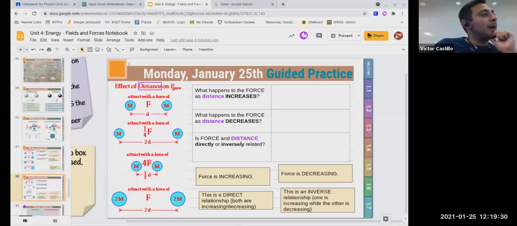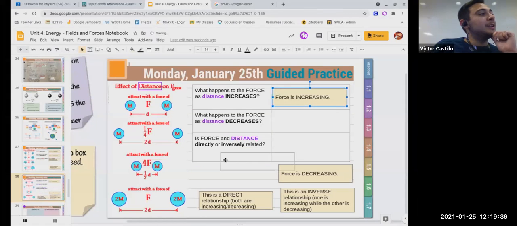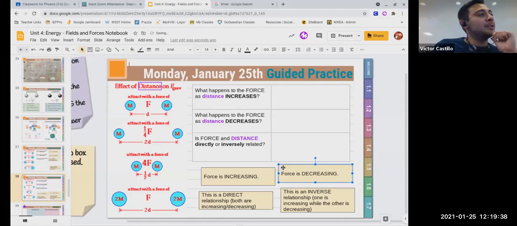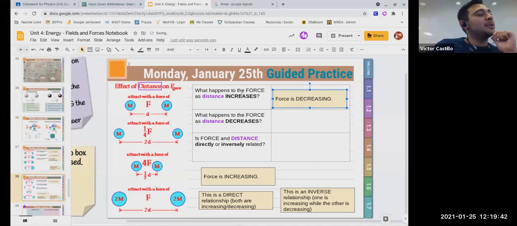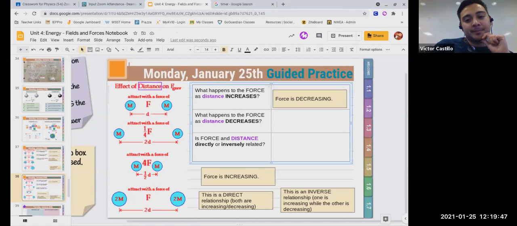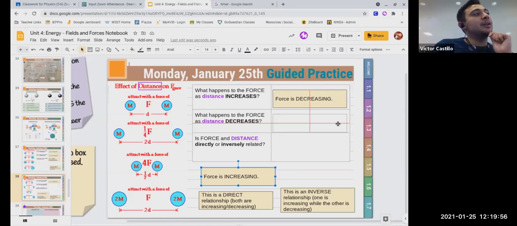Daniela is putting in a chat box. She said the first one, what happens to force as distance increases? She put force is decreasing. So what happens to force as distance increases? The force decreases. How about the second one? The second one is force is increasing. So as the distance decreases, the force increases.